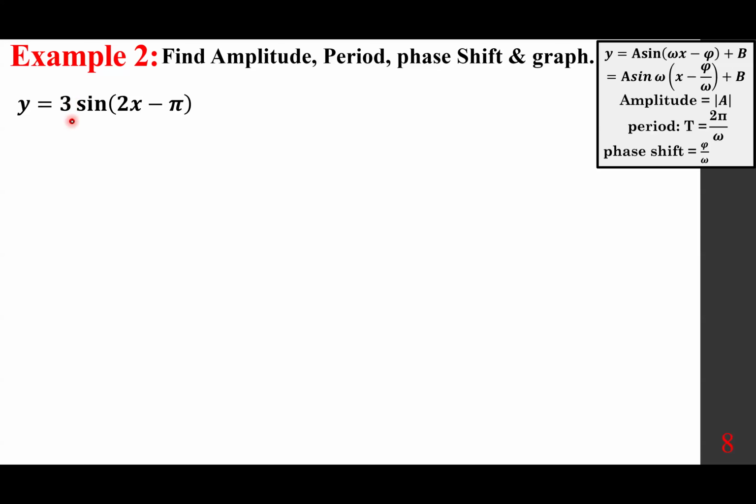What about this function, y equals 3 sine of 2x minus pi, and we want to do the same thing. The very first thing, we take the 2 out. So 3 sine 2 times x minus pi over 2.